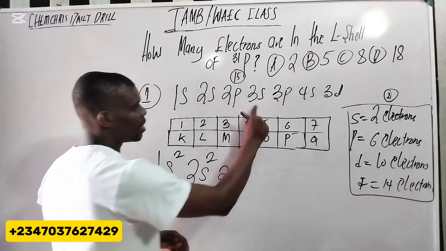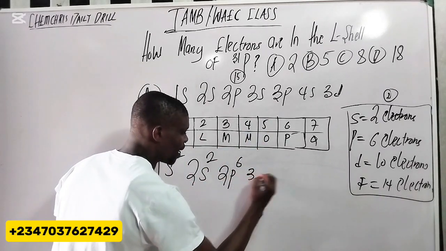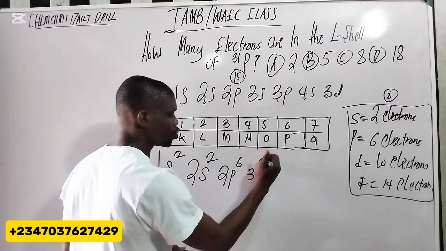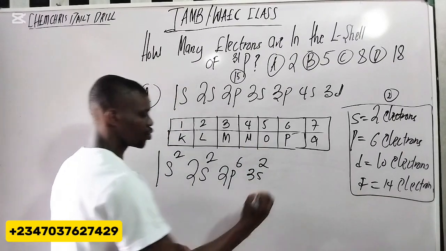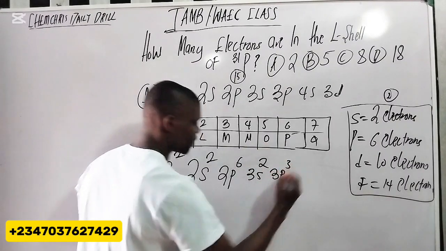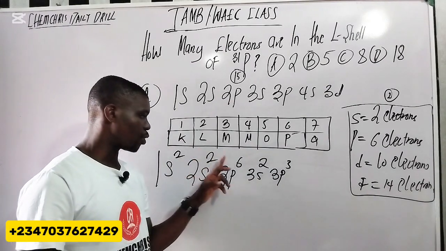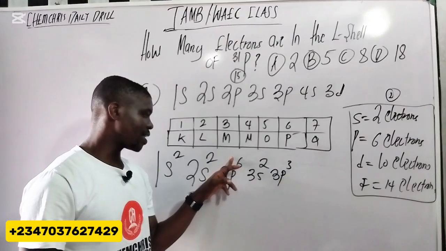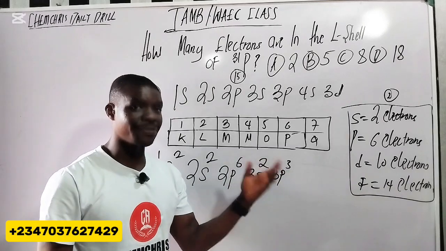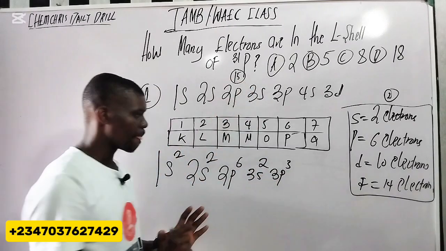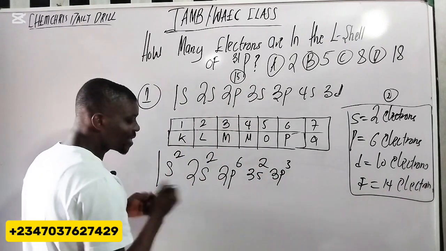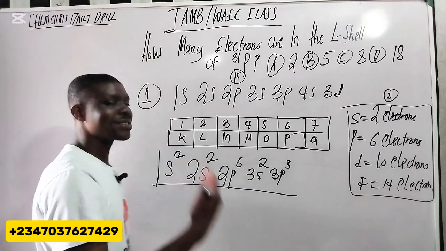So let's proceed. Let's move to 3s. Remember, s can combine how many electrons? 2 electrons. 3 left. So we have 3p3. You see that? If you look at it very well, 2 plus 2 is 4, plus 6 is 10, plus 2 is 12, plus 3 is 15. So we are done with 15 here.